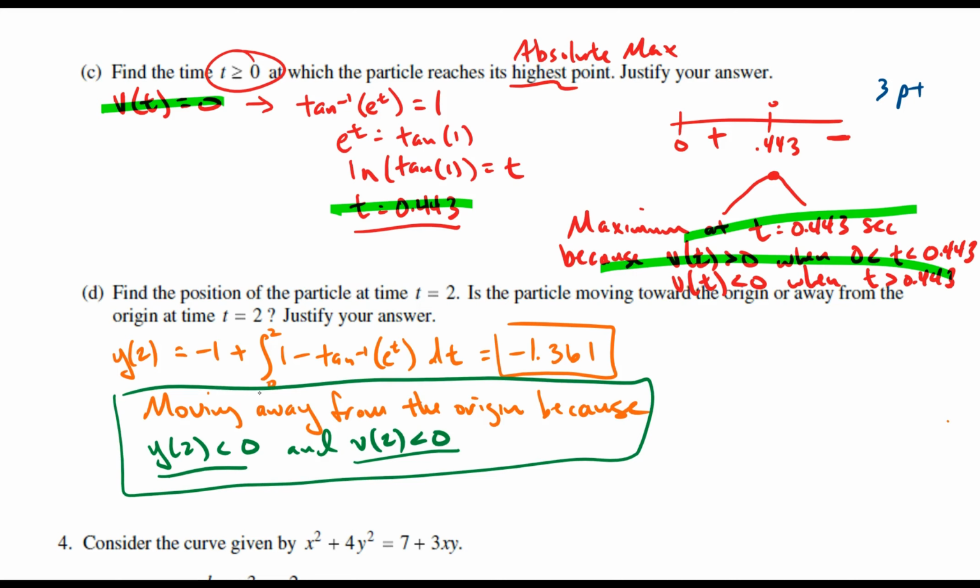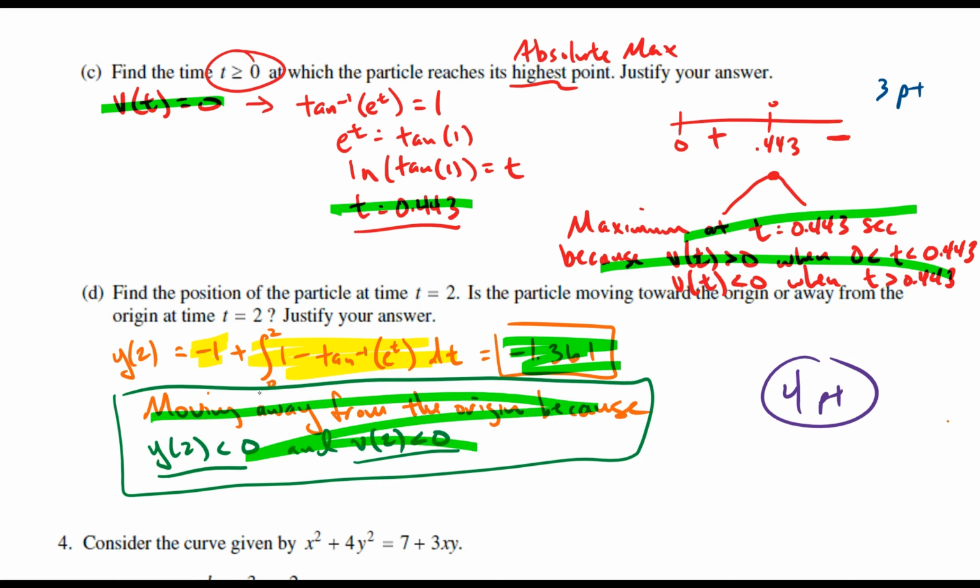And this is a 4-point problem. You're getting 1 point for just this integral. You're getting a point for that initial condition that we started at -1. You're getting 2 points for that solution right there, and then a final point for deciding if you're moving towards or away from the origin. And that's going to do it for the calculator part of the free response questions, and then we'll make another video for the non-calculator part, questions 4, 5, and 6.